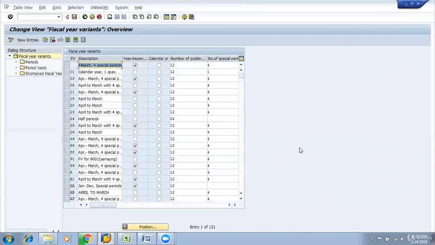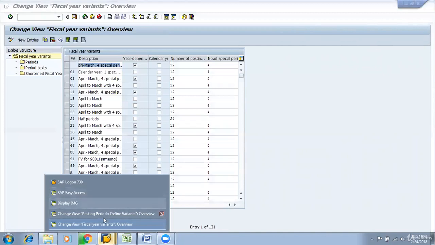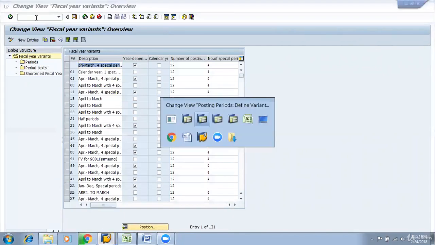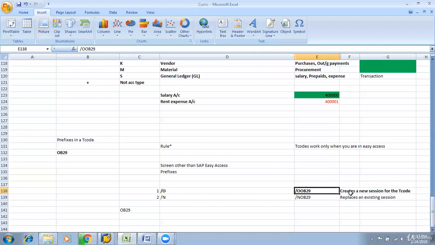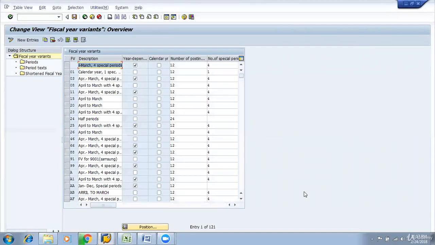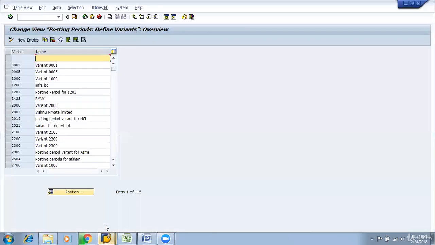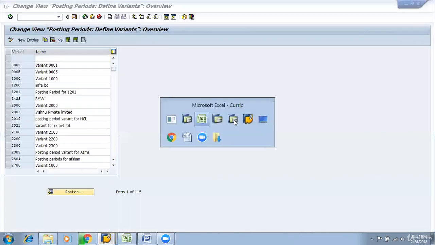So there's a new session. How is it a new session? Let me show you. Here, look, there are now 4 sessions: the easy access, display IMG, my OBBO, and OB29. Clear? Understood how this works now? /o creates a new session for the T code. For example, I'm just closing this again. I'm back to my OBBO T code.